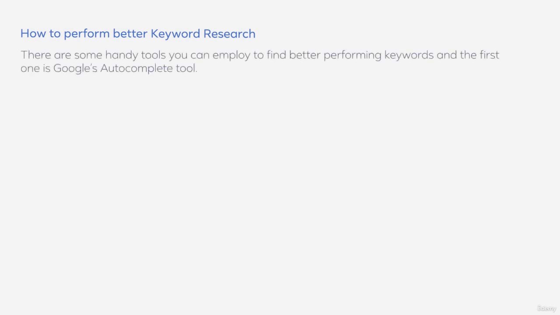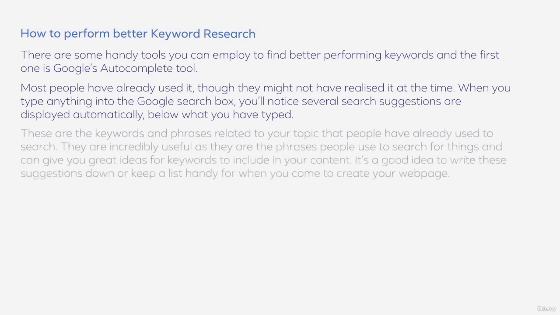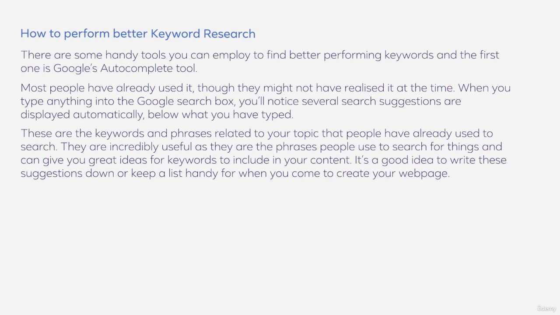How to perform better keyword research. There are some handy tools you can employ to find better performing keywords, and the first one is Google's autocomplete tool. Most people have already used it, though they might not have realized it at the time. When you type anything into Google's search box, you'll notice several search suggestions are displayed automatically below what you've typed. These are the keywords and phrases related to your topic that people have already used to search.